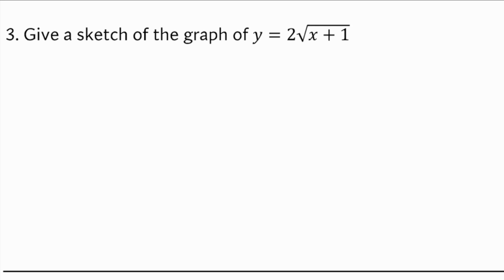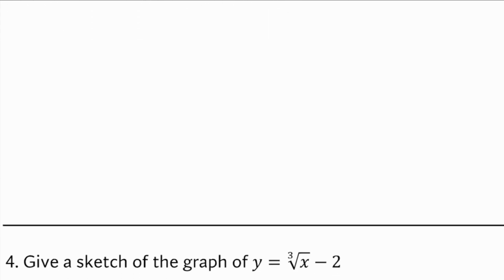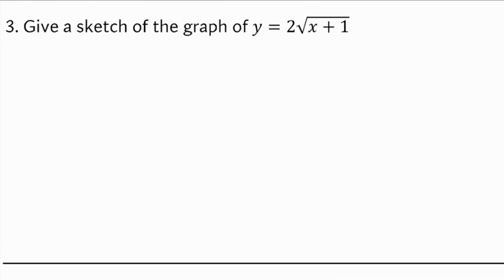Okay, the sketch of the graph of y equals 2 square root of x plus 1. So I'm completely on my own. Oh no, I've got a horizontal line there that I guess I could use if I really needed to, but I don't think I will. So what I'm going to do, I'm going to start with the vertex of the graph because this is a square root.